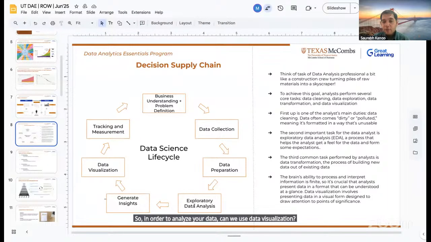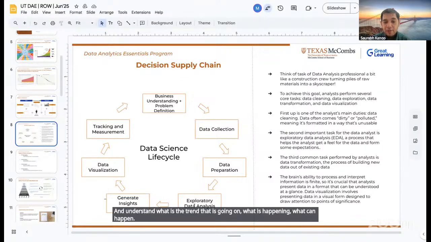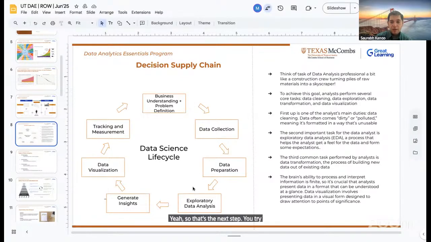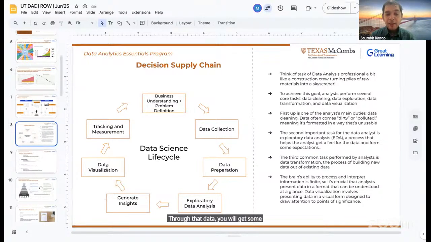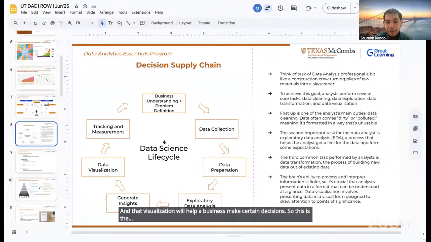And understand what is the trend that is going on, what is happening, what can happen. Yeah, so that's the next step. You try to analyze your data, you try to figure out what is happening with your data. Through that data, you will get some insights. Those insights will create visualization, and that visualization will help a business make certain decisions. So this is the life cycle that we need to follow, right?